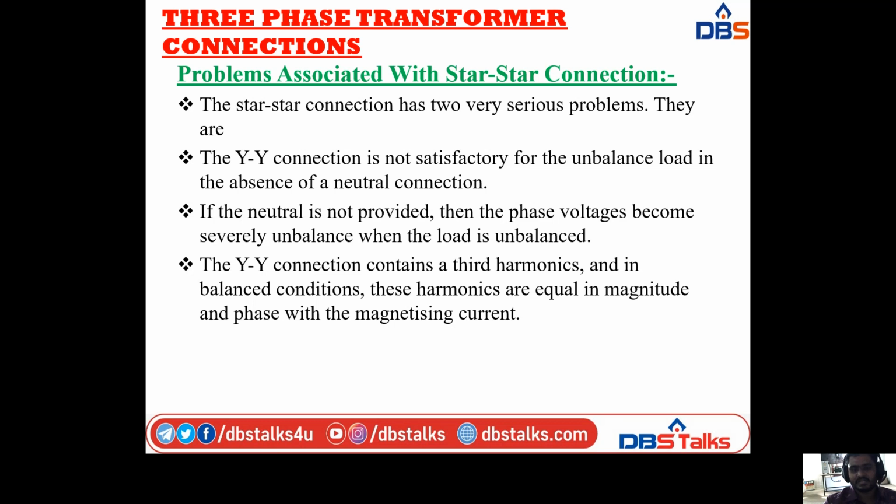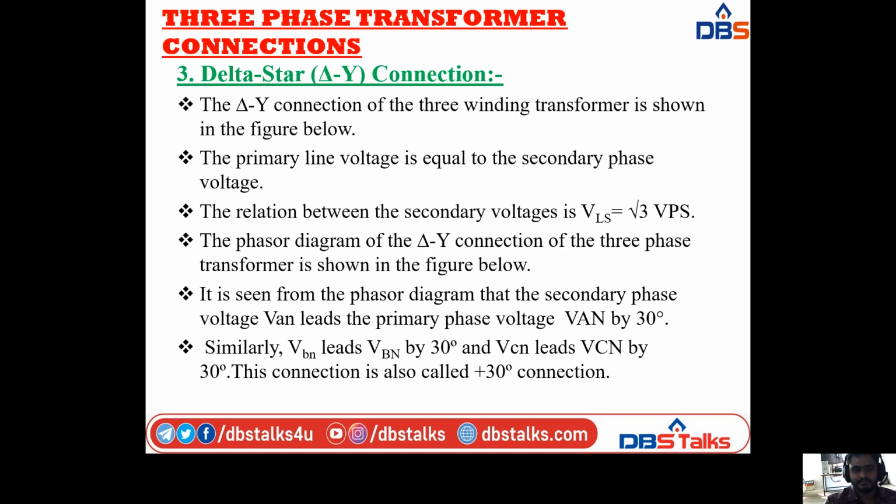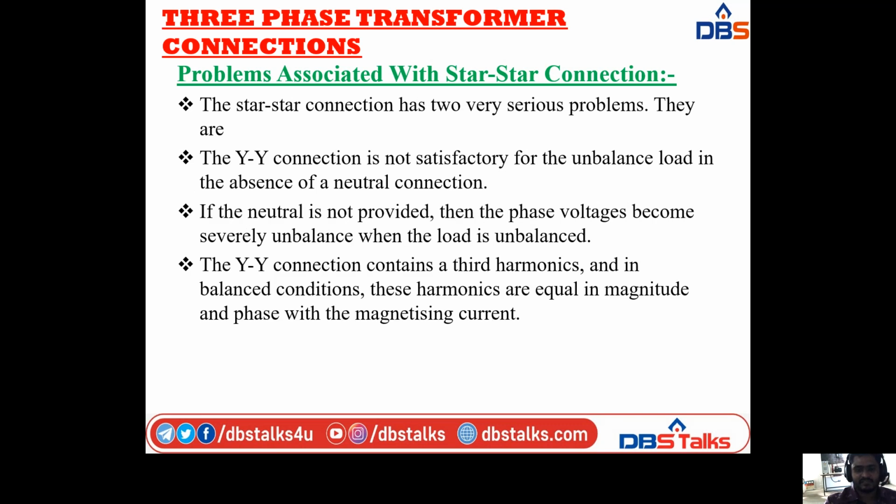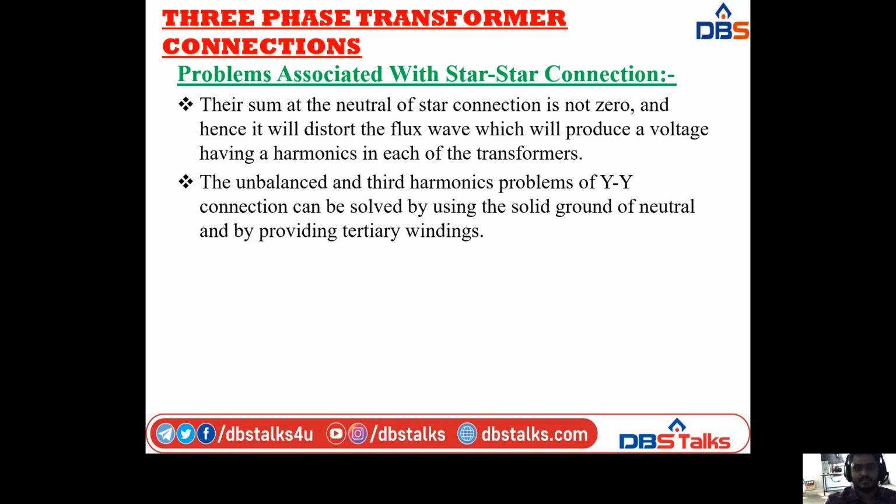Next, the star to star connection contains a third harmonic, and in balanced conditions, these harmonics are equal in magnitude and phase with the magnetizing current. Their sum at the neutral of the star connection is not zero, and hence it will distort the flux wave, which will produce a voltage having harmonics in each of the transformers.